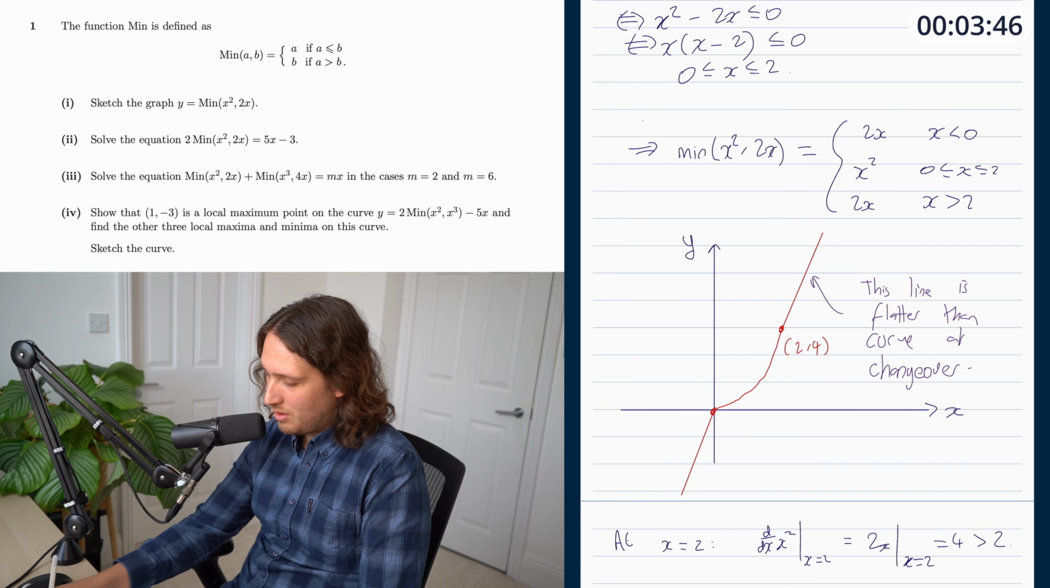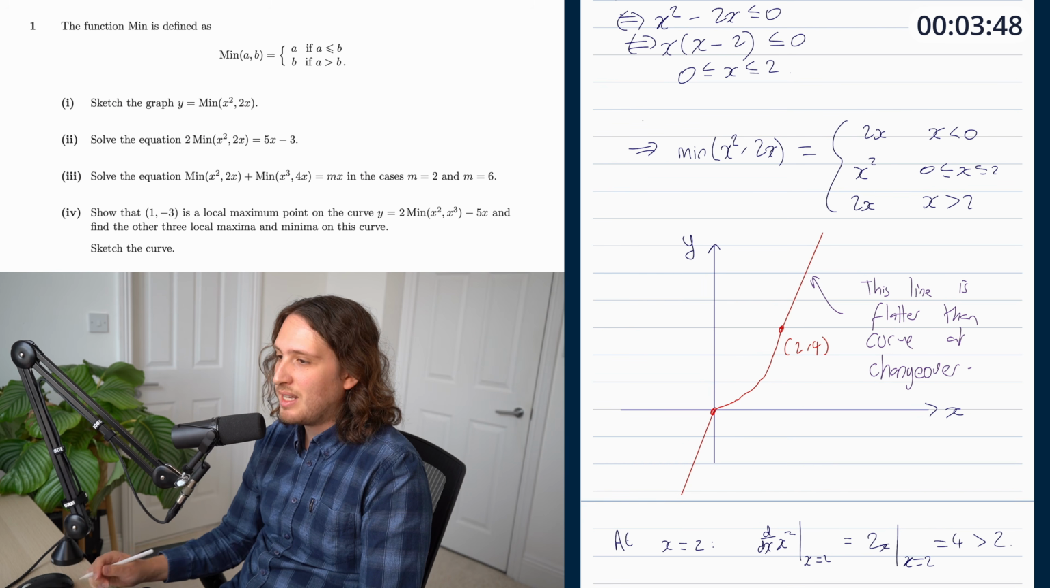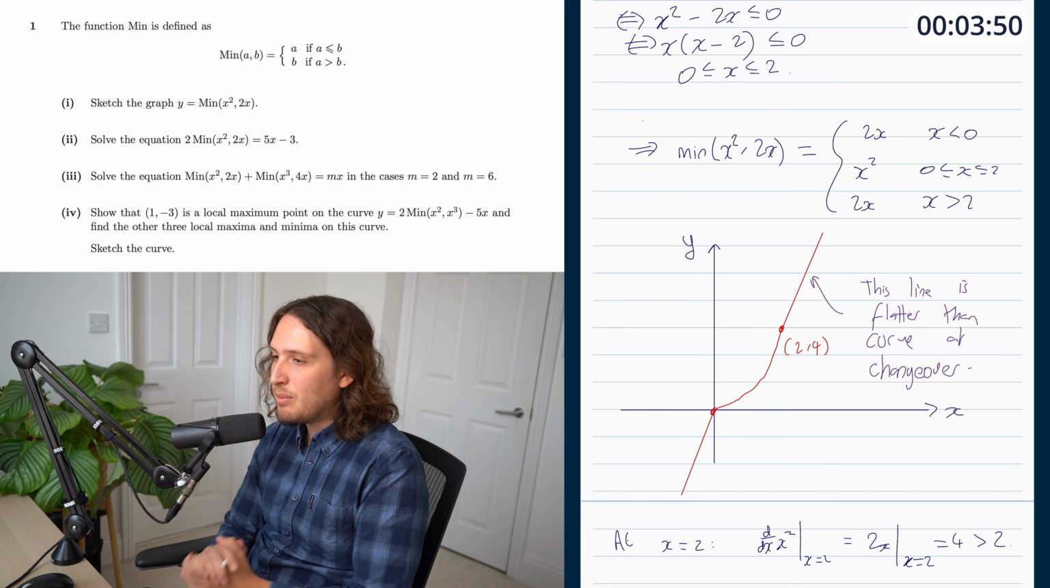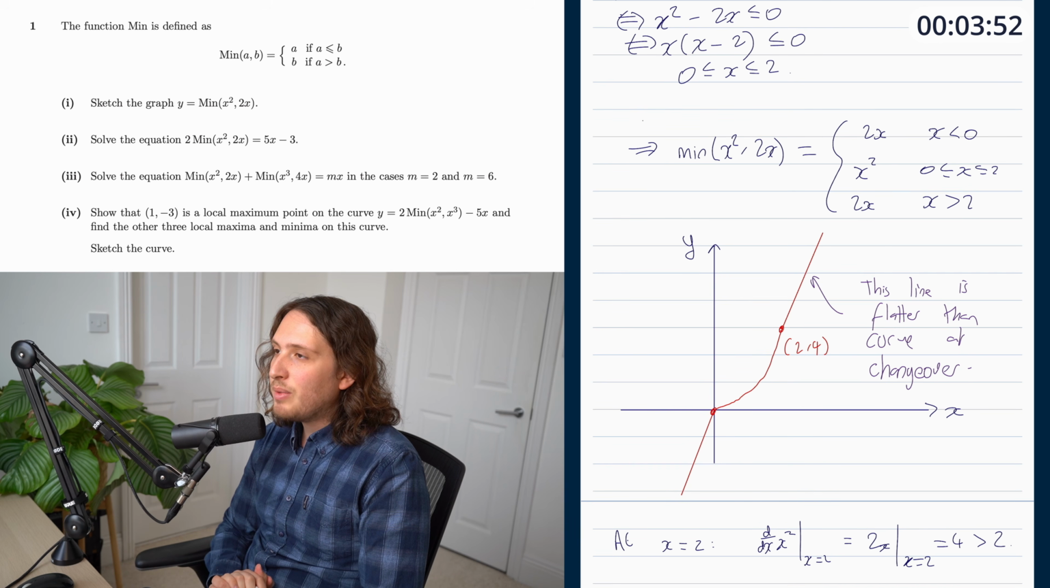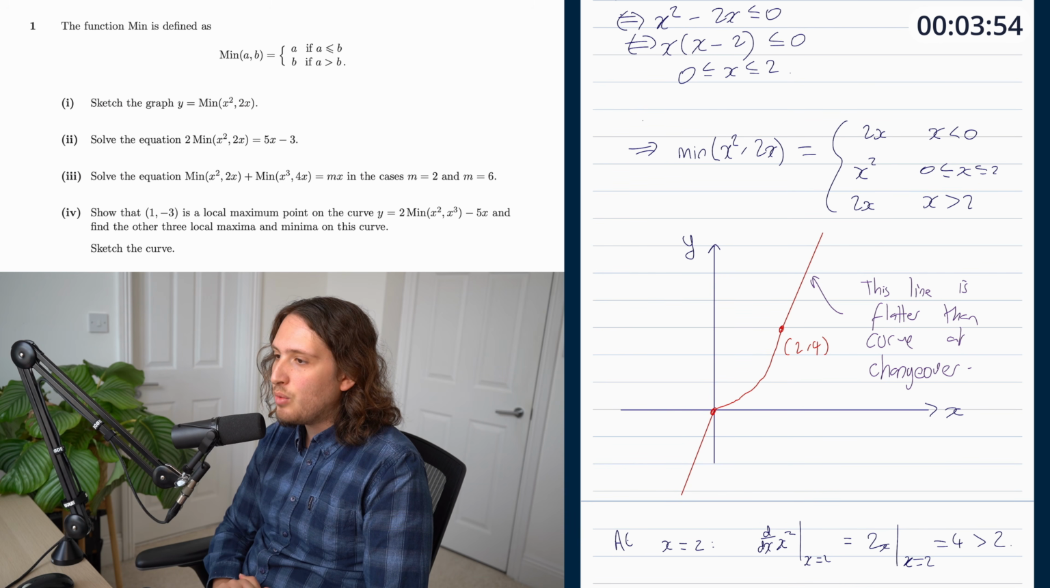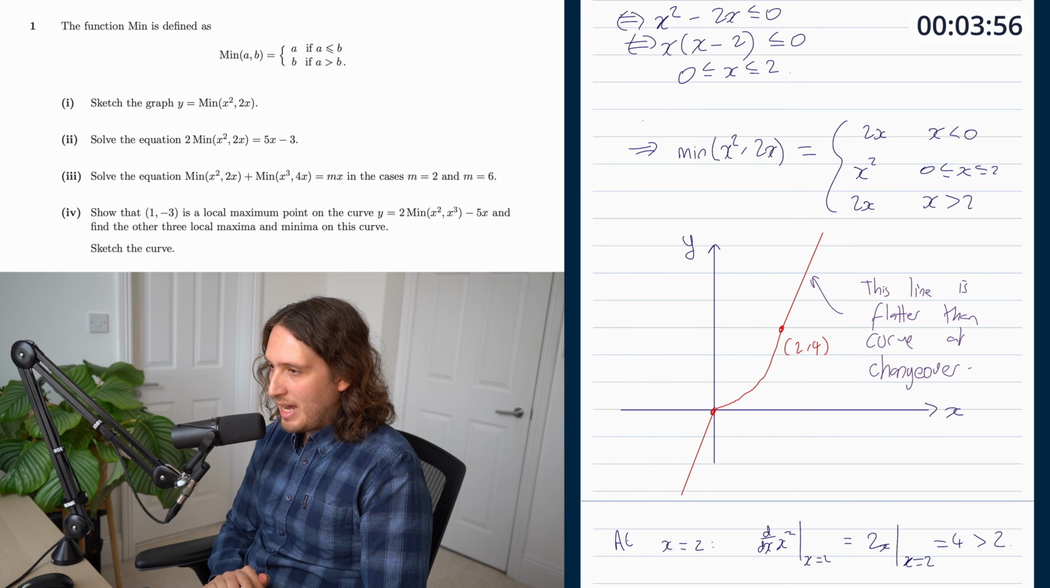So I could have drawn that better, but I think that should suffice. Right, now on to part 2. In part 2, we have to solve an equation: 2 min(x squared, 2x) equals 5x minus 3.